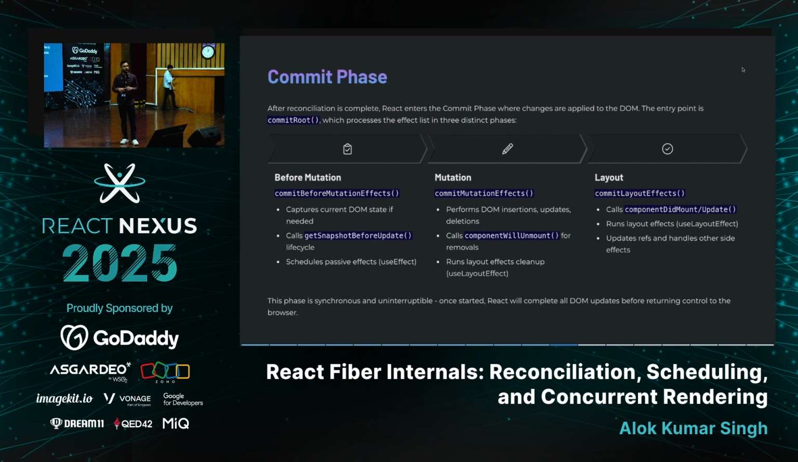The first one is before mutation, where it will collect the state of the current DOM if needed. The second one is mutation. This is where the insertion and updating of nodes is done on the real DOM. The third one is layout. This is where the UI gets painted and the work-in-progress tree gets cleared from memory.